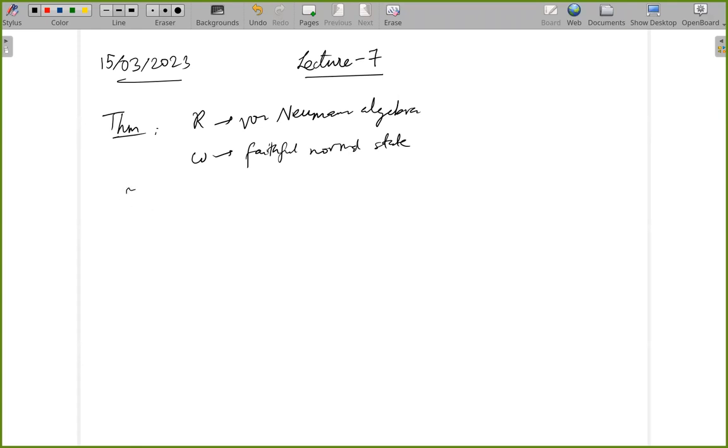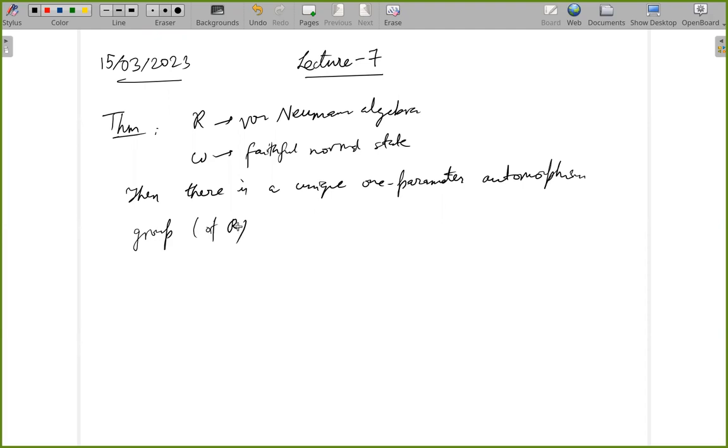So then there is a unique one parameter automorphism group satisfying the modular condition. So automorphism group of R. So group of automorphisms of R. And I should actually add star automorphisms. That satisfies the modular condition relative to R. Relative to omega, sorry, modular condition relative to omega.